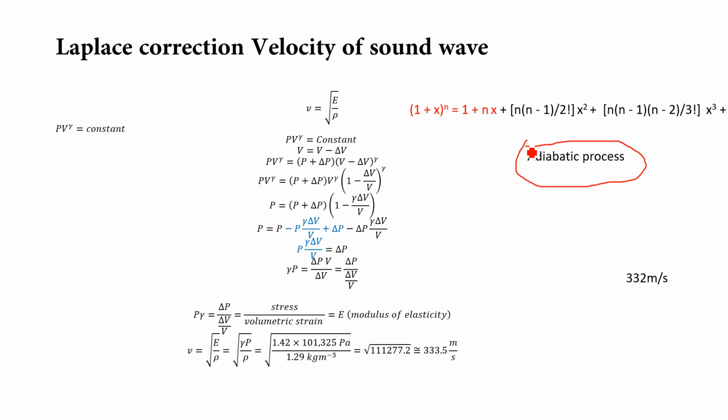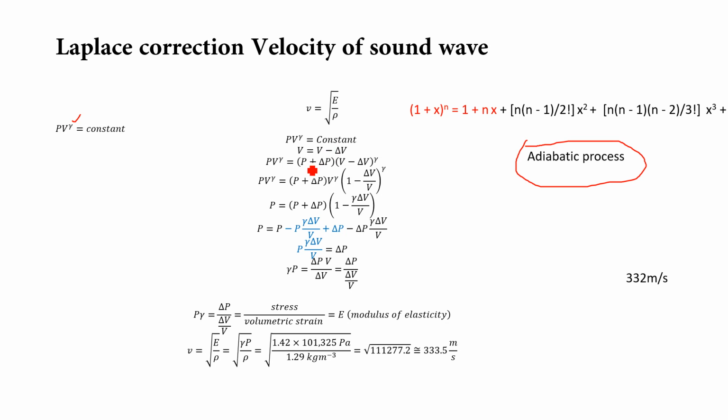He assumed that when the sound waves are traveling through a medium, they compress the air, and when the air compresses, the temperature of the system increases. So Newton ignored this fact, and Laplace used this term gamma. So Laplace used the adiabatic process where pressure times volume power gamma is equal to constant.